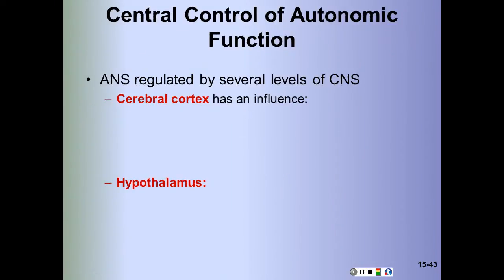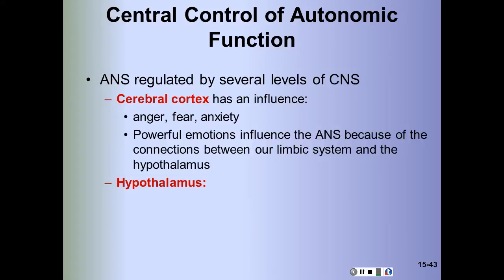Now, in spite of its name, the ANS is not independent. All of its output obviously is going to come from the CNS, and it is influenced by other levels of the nervous system. The cerebral cortex, for example, influences the ANS through thoughts and emotions such as anger, fear, and desire, just to name a few. Now, the limbic system is involved in many emotional responses and has extensive connections with the hypothalamus. The limbic system thus provides a pathway connecting sensory mental experiences with the autonomic nervous system.